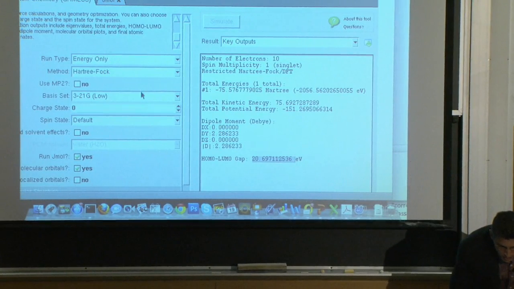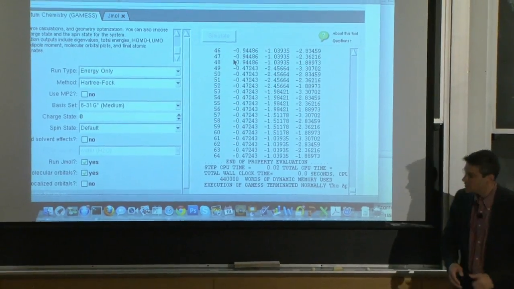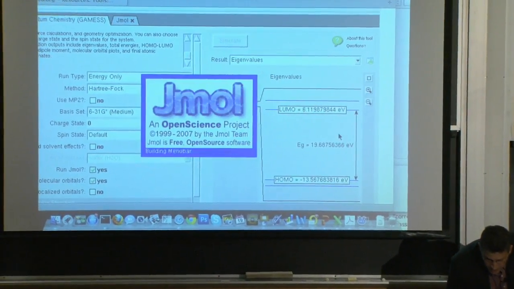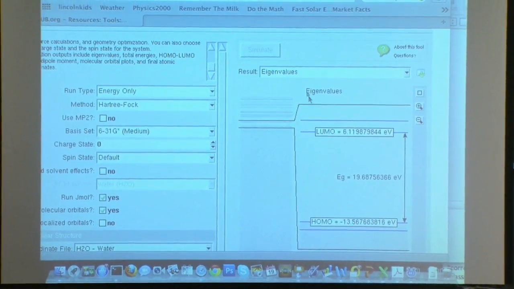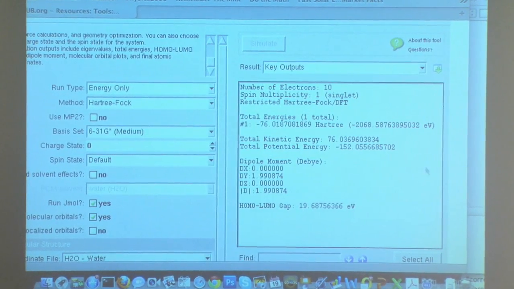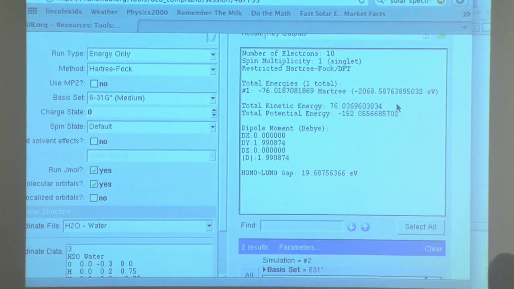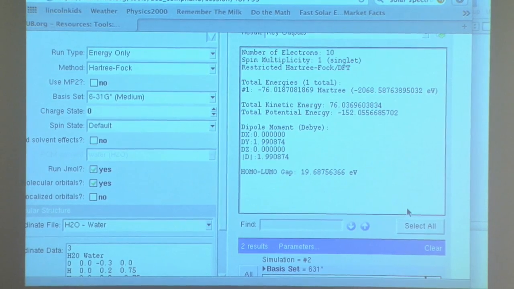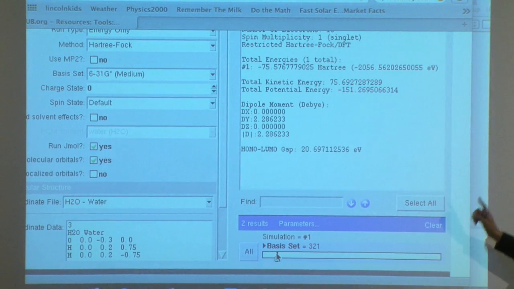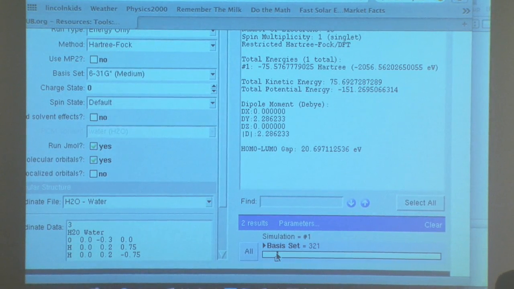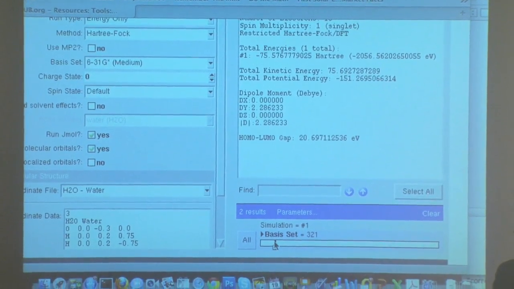So I'm going to go to a larger basis set, like medium, and do simulate. And then it's going to calculate this. And let's see what happened. The gap, OK, there it is again. Thank you. The gap went to 19, oh boy. So now my key output, let's see, is 2068.6 electron volts is the energy with this basis set. Everything else is the same. And with the first basis set, it's 2,056 electron volts. Am I converged? Trick question. You still don't know.